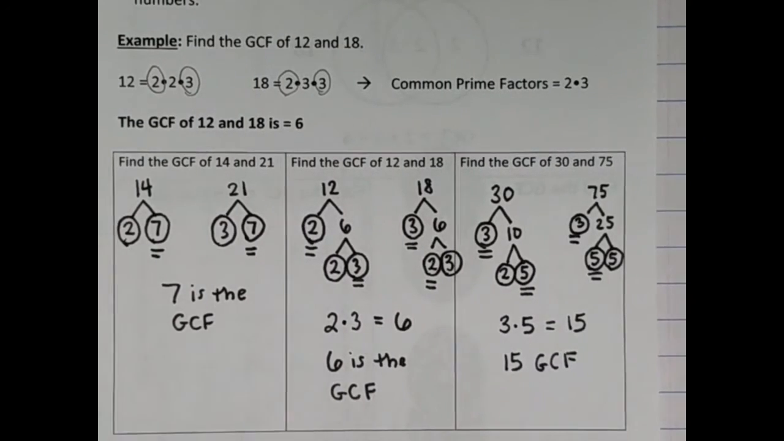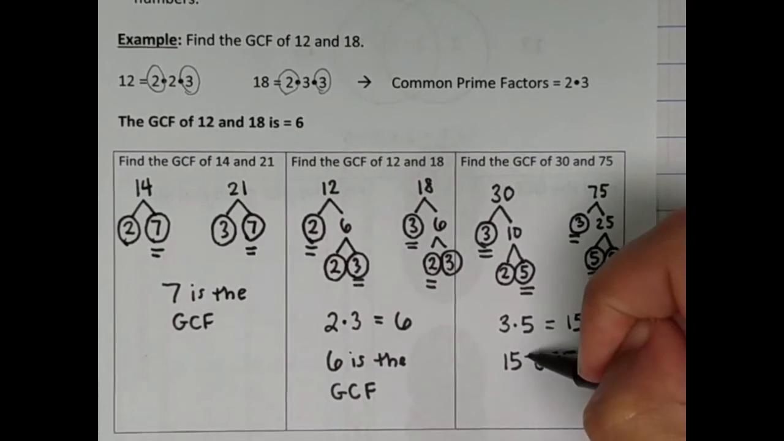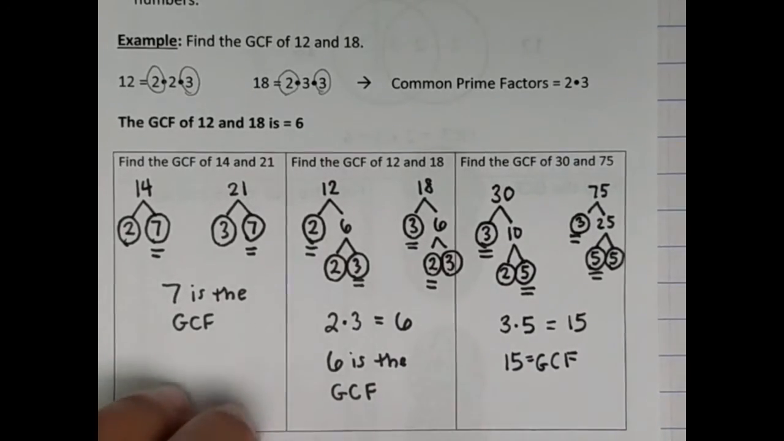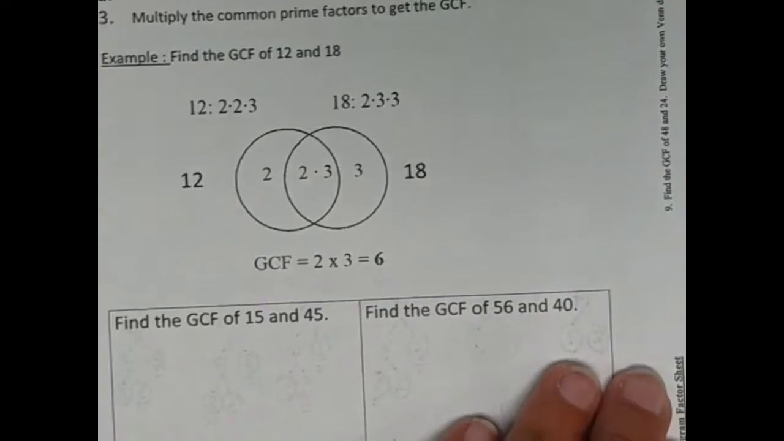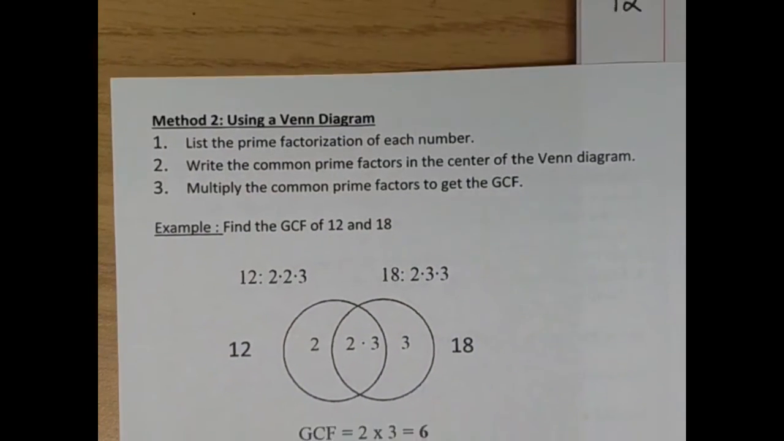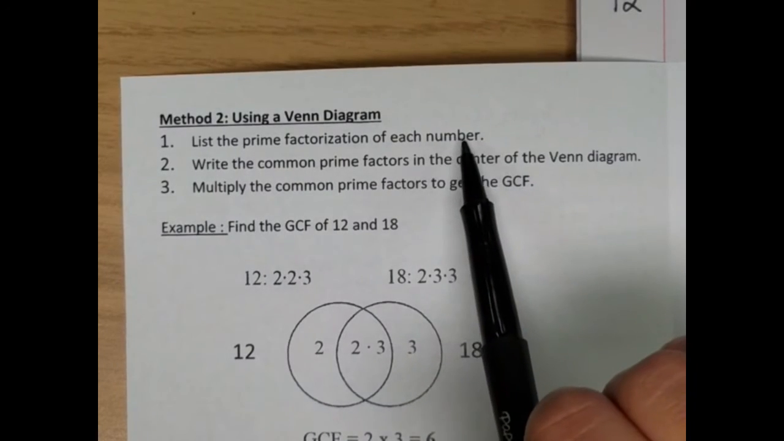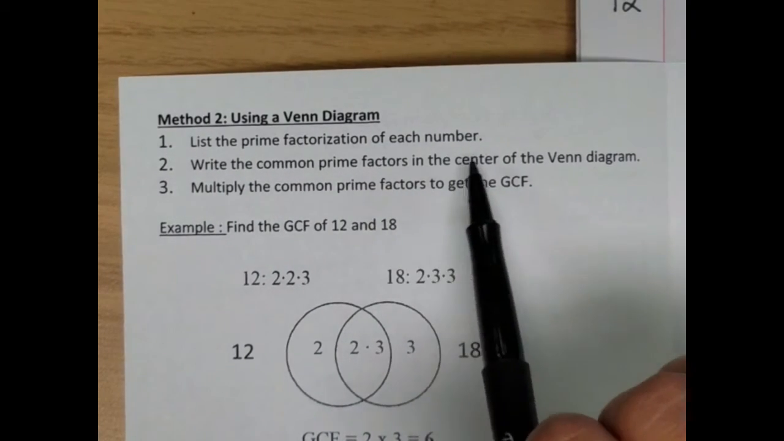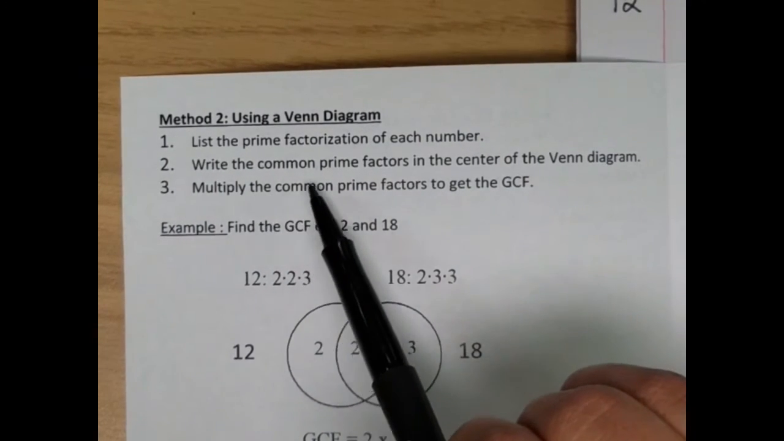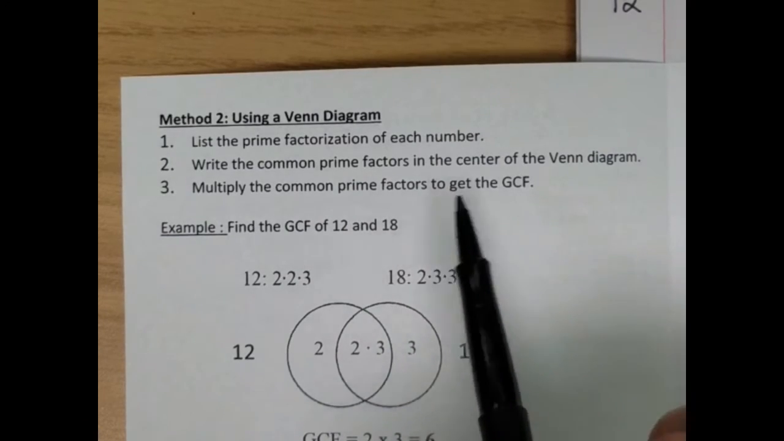All right, let's open up on the inside. This is a second way to do GCF. You're going to list the prime factorizations of each number. You're going to write the common prime factors in the center of the Venn diagram. Then you're going to multiply those common prime factors to get the GCF.